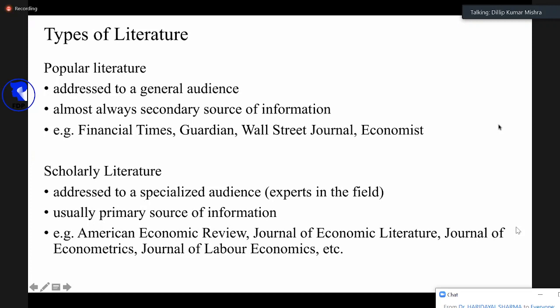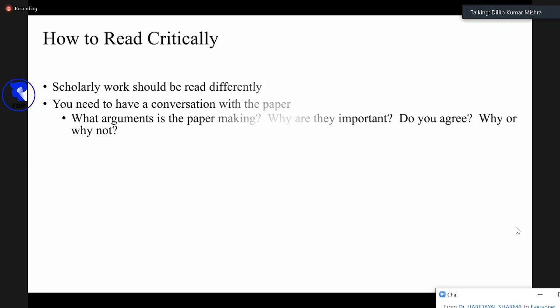Sir, can I ask one question? Sir, Wikipedia is a knowledge source. What do we consider it, popular or scholarly? Popular. It cannot be called scholarly because it's not peer reviewed.